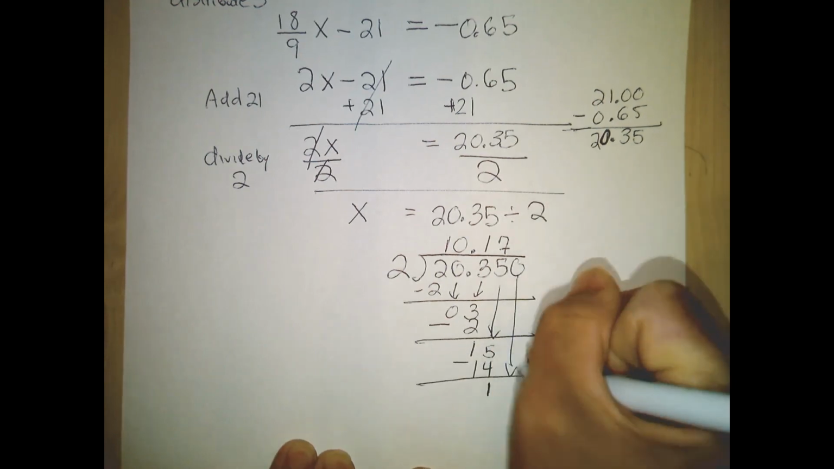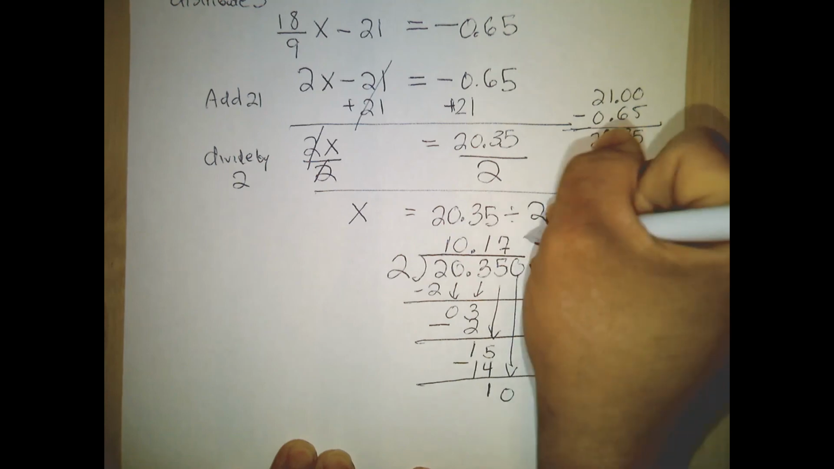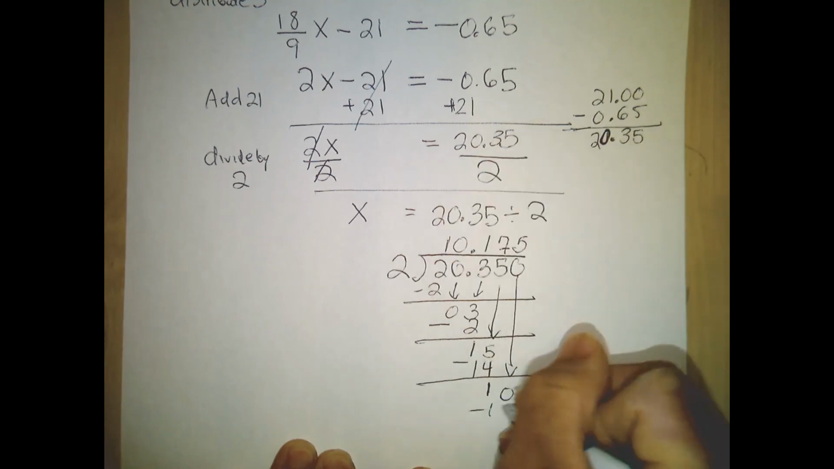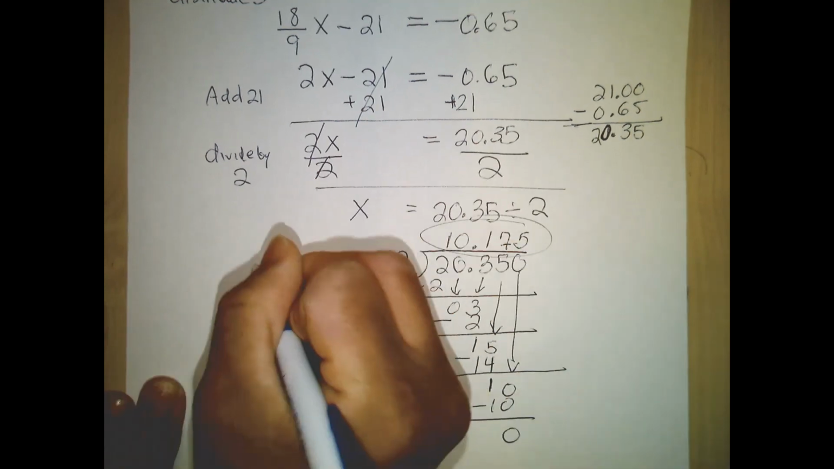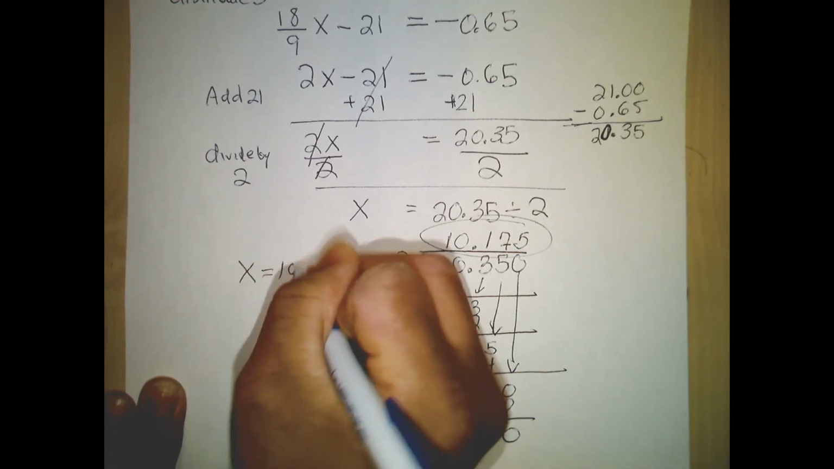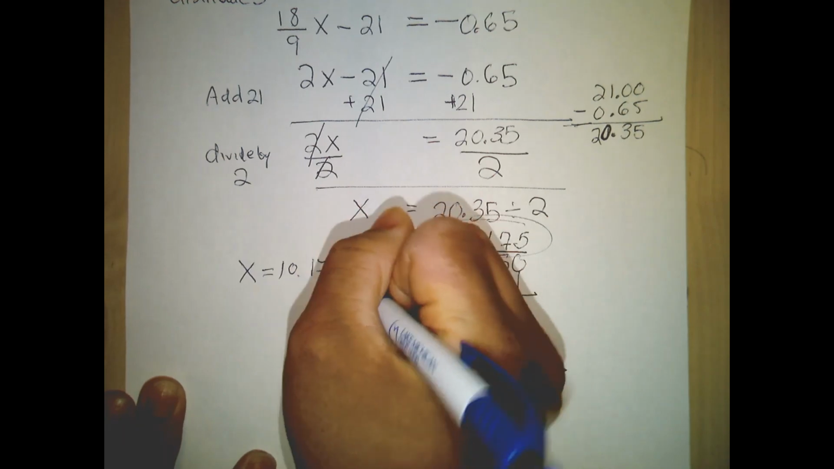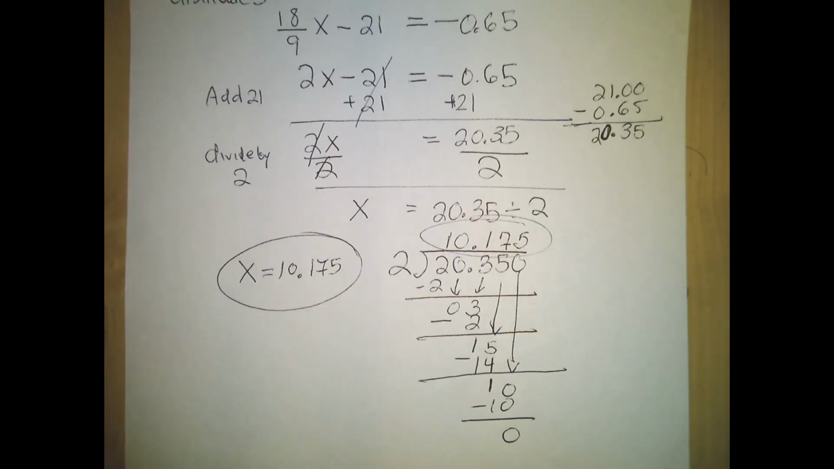You need to add a 0. And then 2 goes into 10 5 times. And 5 times 2 is 10. So the remainder is 0. So that means this quotient is what x is equal to. So x is equal to 10.175. What a time to be alive.